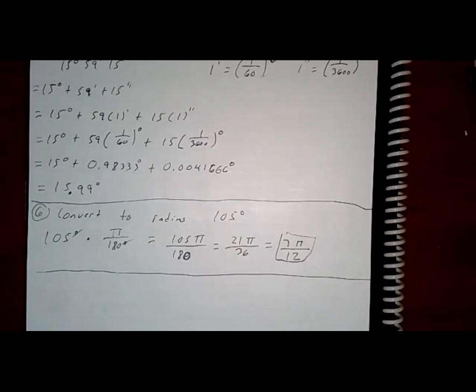Number 7 is the same thing, but it's going from pi to degrees. Let's do number 8.